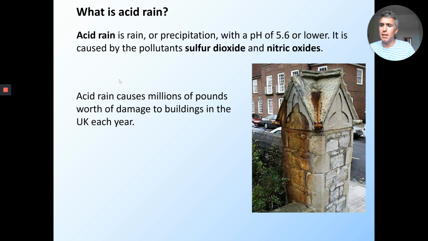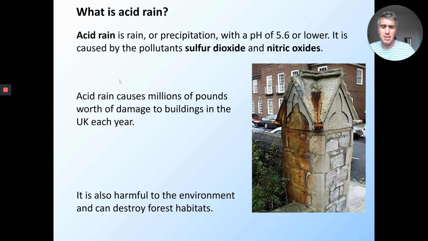Acid rain, or precipitation with a pH of 5.6 or lower, is caused by the pollutants sulfur dioxide and nitric oxides. Acid rain causes millions of pounds worth of damage to buildings in the UK every year. If a building is made from something that reacts with acid, limestone, calcium carbonate, it will literally just dissolve in the rain, and it causes buildings to dissolve, particularly older buildings rather than newer buildings.